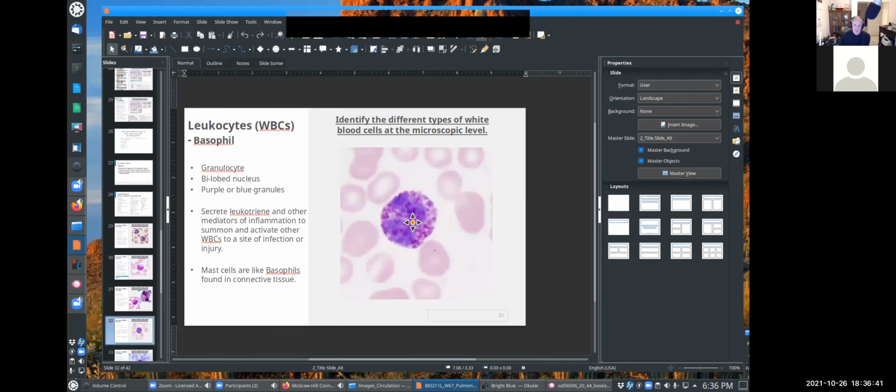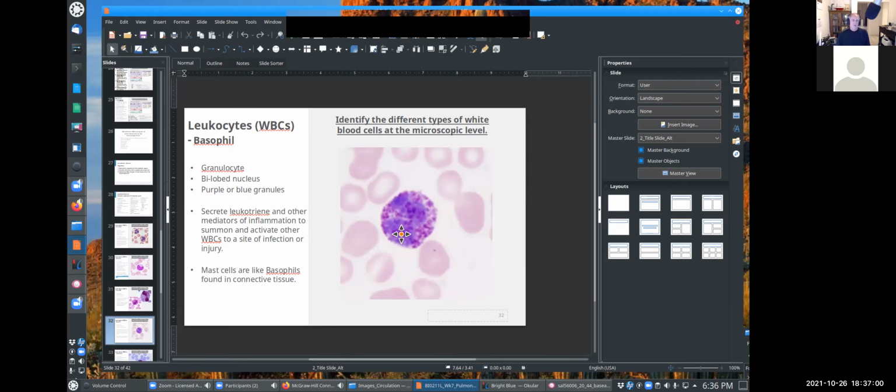Then basophils, they're usually pretty dark. This is kind of an unusual one here. This is called a basophil. It could be confusing for an eosinophil, but any basophil we mark is going to be pretty dark blue.